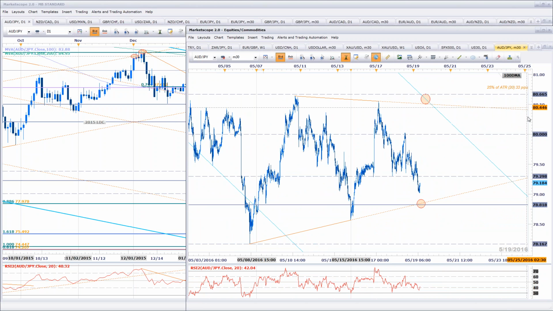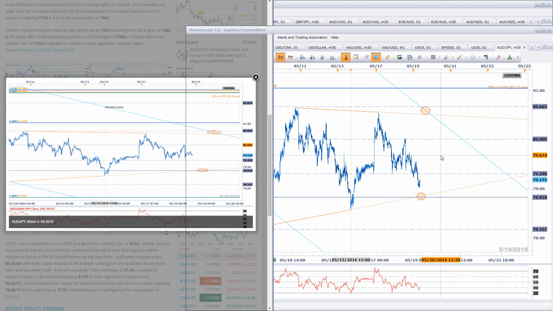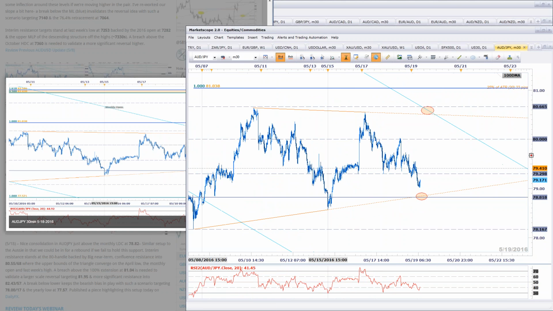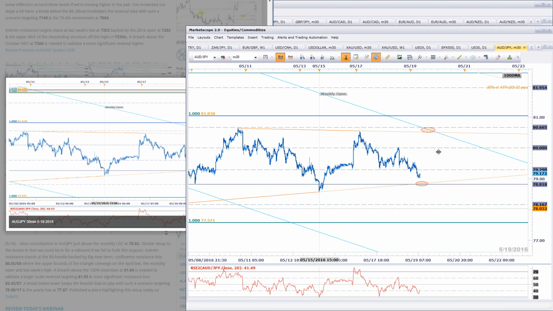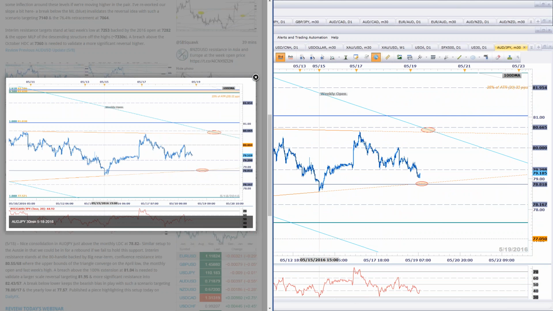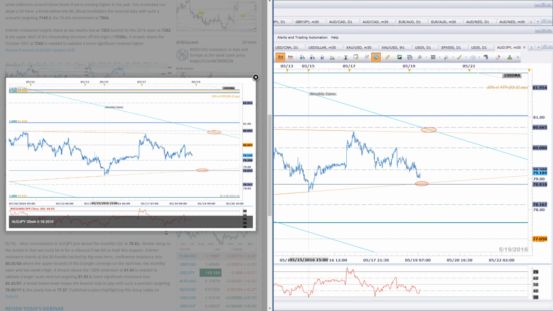Okay, any questions on the Aussie Yen setup from last night? No change to any of our levels. We'll continue to track this one as we get into the close of the week, but I do expect that we'll see a final break of this consolidation range at some point over the next day or two. Okay, Aussie covered, Aussie Yen covered.